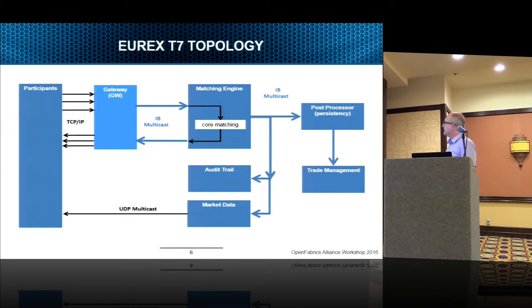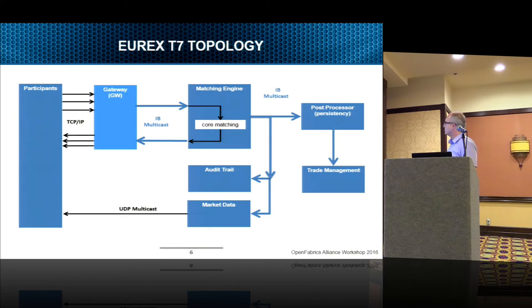native InfiniBand, so we are sending this data to a matching engine, which does a core matching, which generates already a first response to the member side, which is the first part, the extremely latency-critical part. Everything here is more or less done in memory.